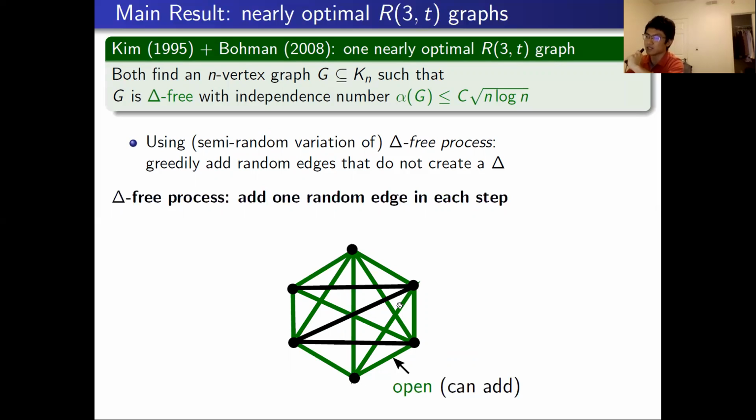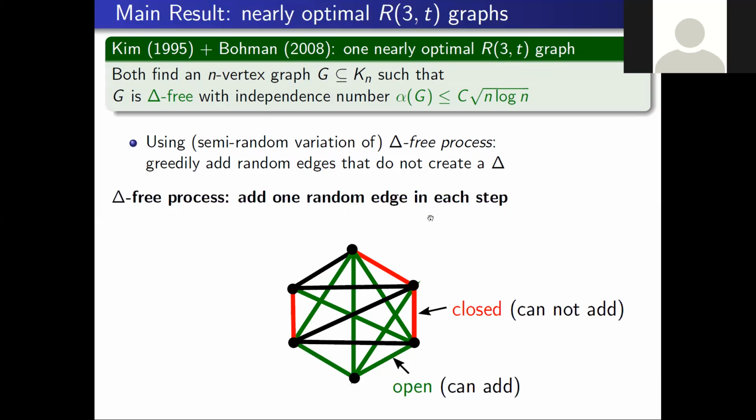Well, as you can see at this moment, these two edges become closed because adding them will create a triangle. So we call them closed, and we will never add them into the graph G, and then we continue. So if we add this edge, then this edge becomes closed. We will never add those red edges.